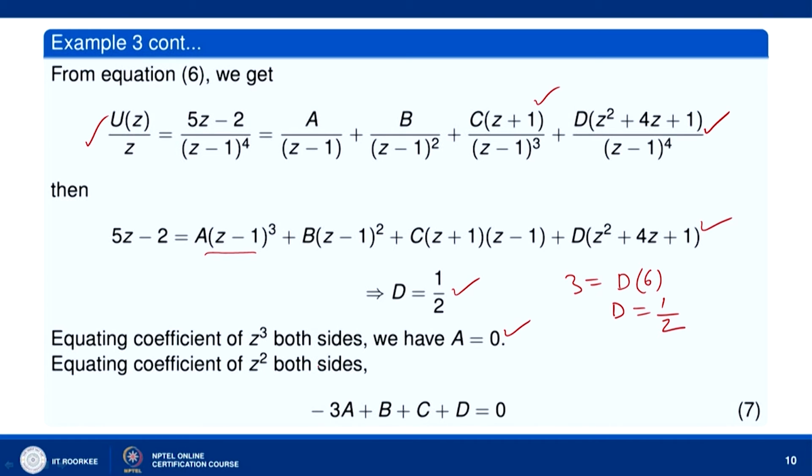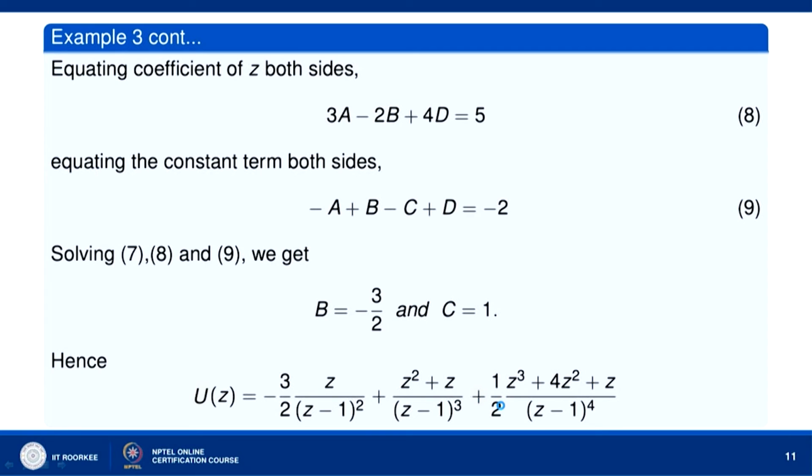Now, let us equate the coefficient of z square both sides. Here there is no term in z square on the left side. So, we get 0, and on the right side the coefficient of z square, if you collect, you get minus 3a plus b plus c plus d. So, you get this equation, minus 3a plus b plus c plus d equal to 0.